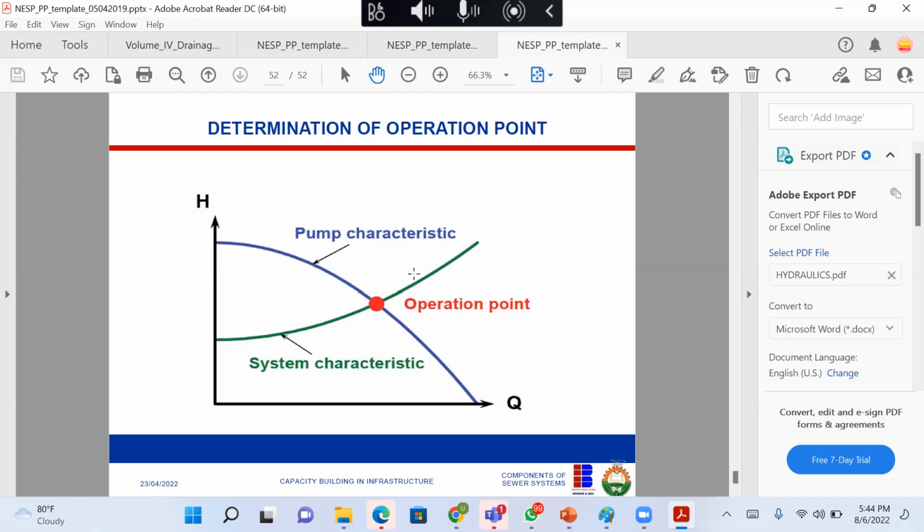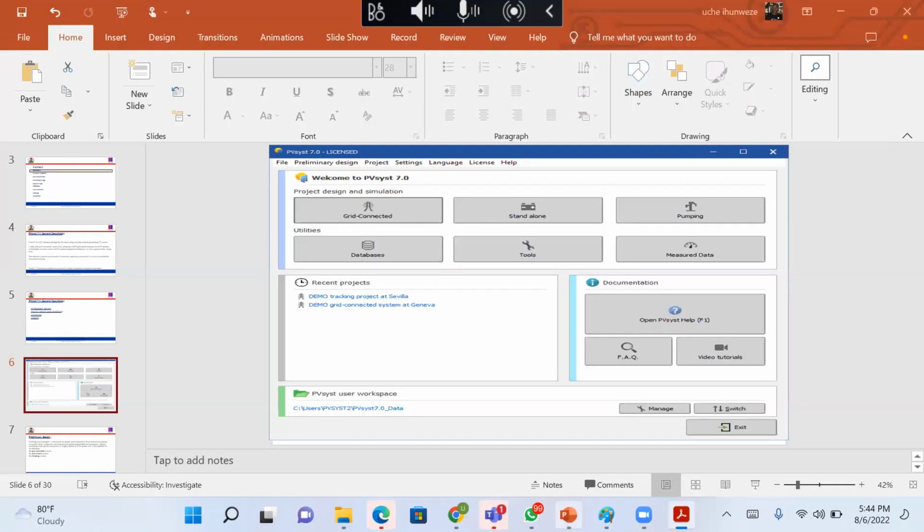Then every pump has what they call the operating point, right? It is a function of the system characteristics and the pump characteristics. So there's a place where the head and the discharge of a pump are optimized. That is called the operating point of a pump. Okay, that is the end of that.